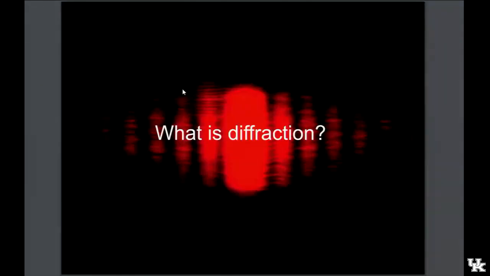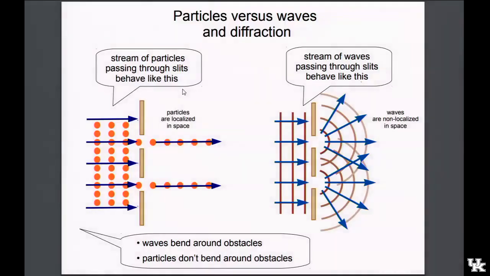So what is diffraction? Diffraction is the bending of waves, or deflection of waves, around an obstacle. An example of this that is familiar is sound. Sound will bend around obstacles. You can hear around corners. Water waves will bend around obstacles. They can flow around corners. And that's what diffraction is. That's the phenomenon of diffraction.